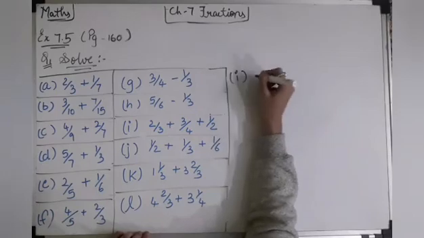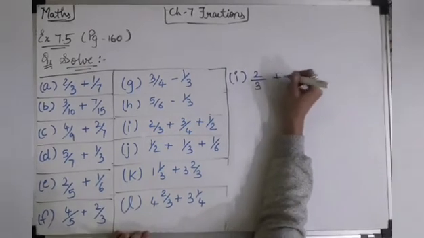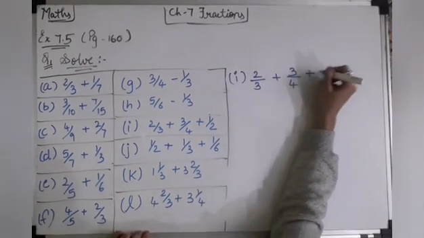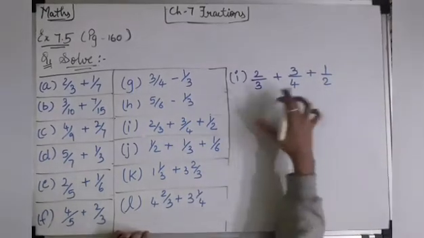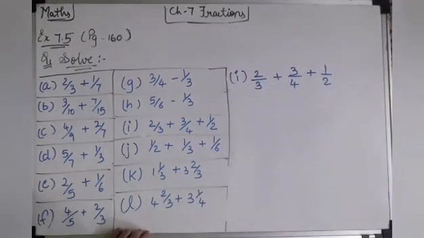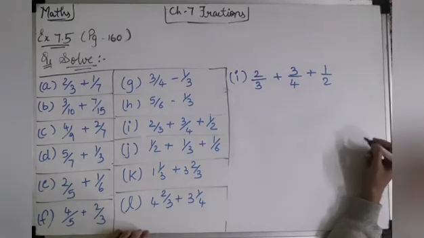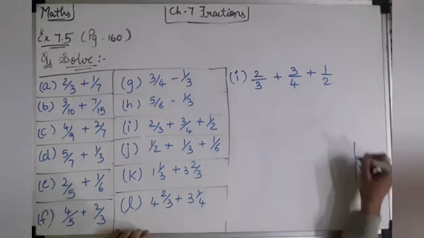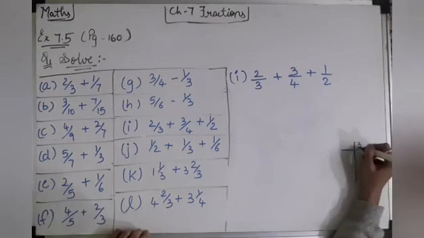See, I. The question is 2 upon 3 plus 3 upon 4 plus 1 upon 2. You can see all 3 denominators are not same, so they are not like fractions. So we will not be able to do the addition of these fractions. So we will take out the LCM. 3, 4 and 2.